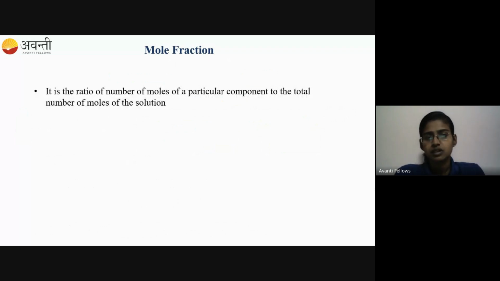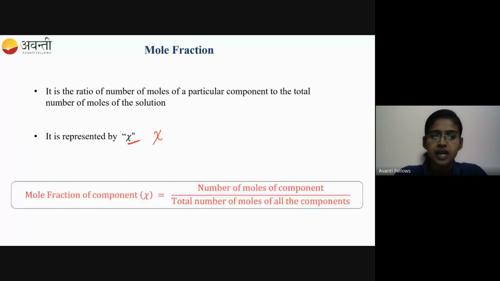Number of moles of a particular component divided by the total number of moles will give us the mole fraction. It is represented by the letter chi. This symbol is called chi, which we write like X. So the formula is: mole fraction is equal to the number of moles of a component divided by the total number of moles of all components.